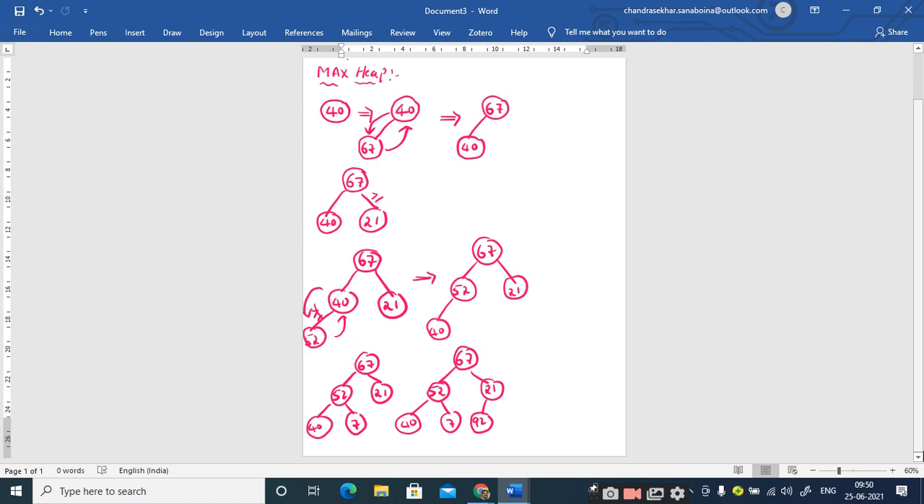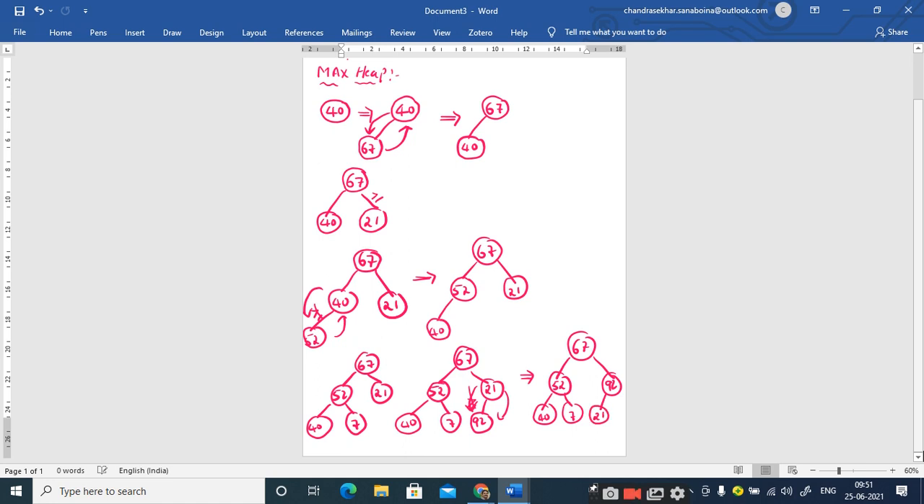Now after inserting this 92 as the left child of 21, you have to check whether it is satisfying the heap property or not. According to the max heap property, the root node should be greater than or equal to the child node, but this is not satisfied. So you have to make a swap operation at this position. So after swapping, what will I get? It is 67, the right child is 92, the left child is 52, the left child of 52 is 40, the right child of 52 is 7, and the left child of 92 is 21.